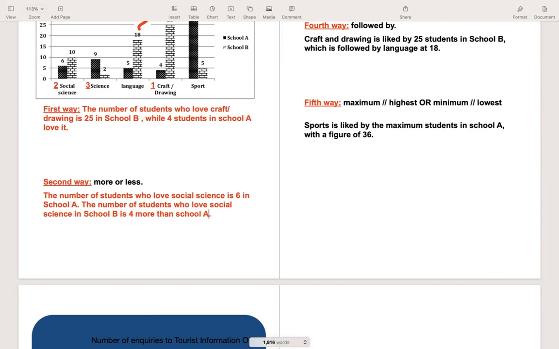In school A it's 6, and in B it's 4 more than school A. Okay, sir.